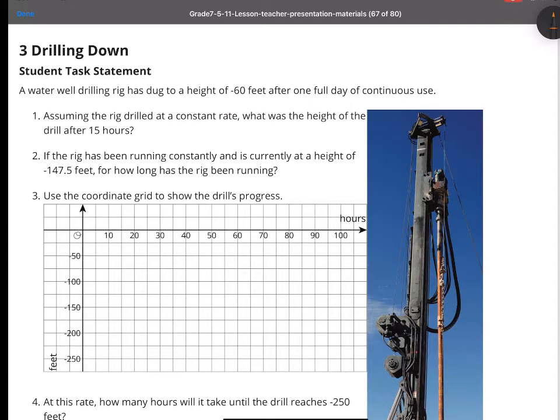Okay, so before I go to the next question, because I don't want to read all the questions and overwhelm you guys, we're going to take it one question at a time. All right, so we need to find what is the constant rate. It says a water well drilling rig has dug to a height of negative 60 feet after one full day. Well, first of all, we need to figure out how many hours are in a day, and that is 24 hours. So in order to figure out the constant rate, we need to divide 60 by 24. Because that's going to help us find out how many feet per hour they are going underneath.